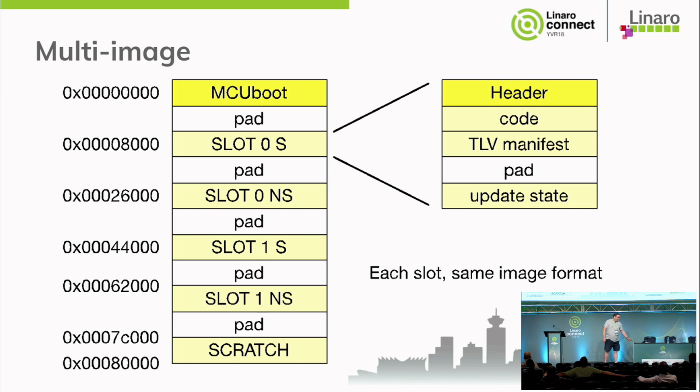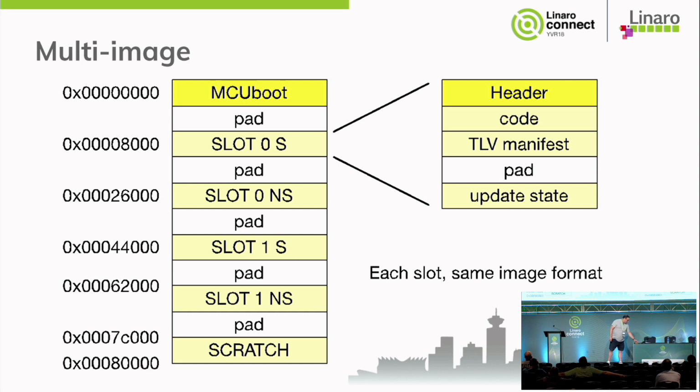But what's really going on is this idea of multi-image. And you may notice it's a lot more complicated. So instead of slot 0, slot 1, and scratch, we now have slot 0S, slot 0NS, slot 1S, slot 1NS, and then our scratch area. Each of these having the header, the trailer, the TLV, and all that stuff. So the idea here is that we need more than one image that can be updated independently if needed. And these images run in different kinds of contexts.